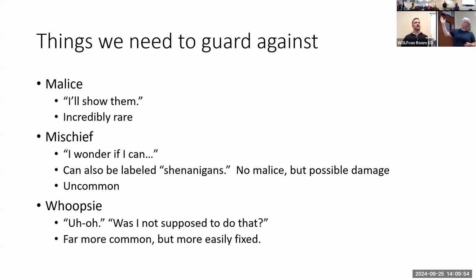But basically there are three possible vectors from which something can go wrong, and I'm not going to say they're the only ones. That would be malice, which is incredibly rare. There is mischief, uncommon, and then there's whoopsie, which is by far the most common. Was I not supposed to do that?